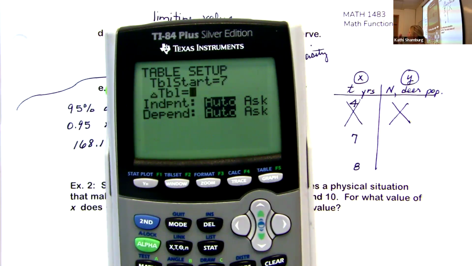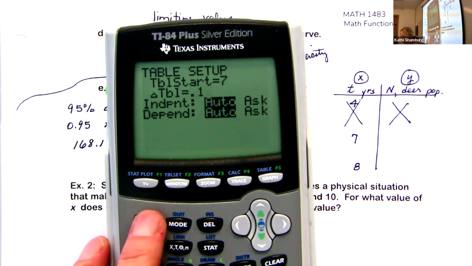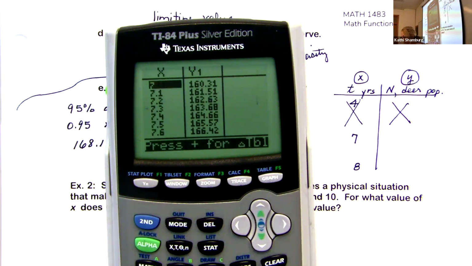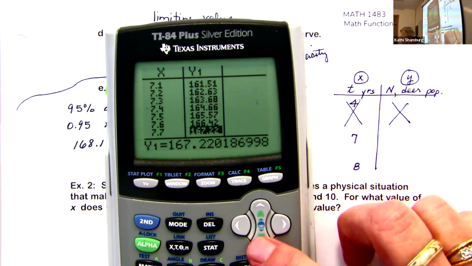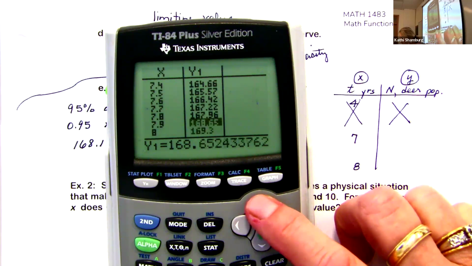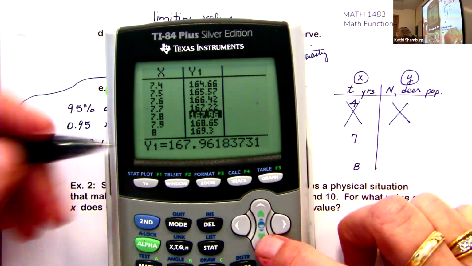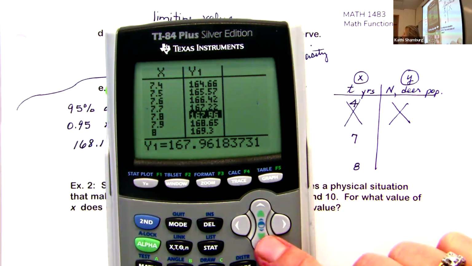And I'm going to go even smaller. So I'm going to go every 0.1. So that would be like 7.1, 7.2, 7.3. And now I'm going to go to the table. And again, I'm looking for 168.15. All right, I see one, it would be between 7.8 and 7.9.